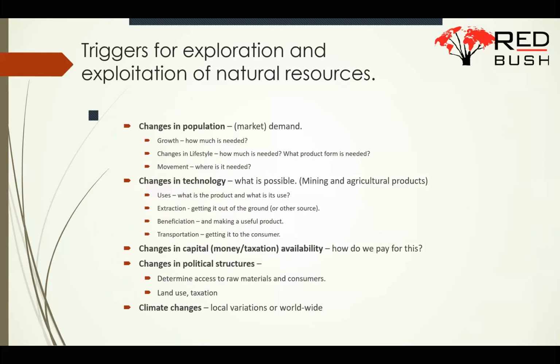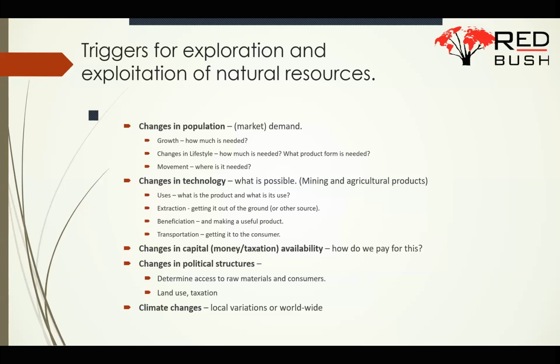Okay, so we want to talk about what triggers the exploration and exploitation of these natural resources, and as I said, the phosphate demand. So the big one is changes in population, or market demand. So how much of it's needed, changes in lifestyle, again, how much is needed, and what product form, and movement, where is it needed, because where it's needed changes over history. Changes in technology is a very big part of the phosphate industry. So what the product is used for, how do we get it out? How do we make it into a useful product? And how do we get it to the end consumer?